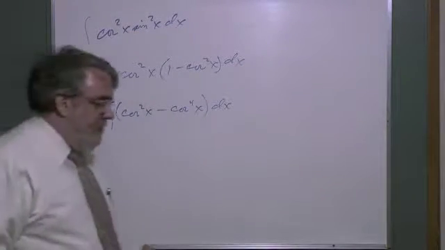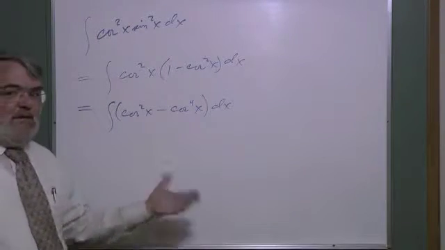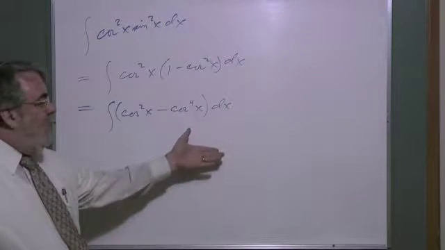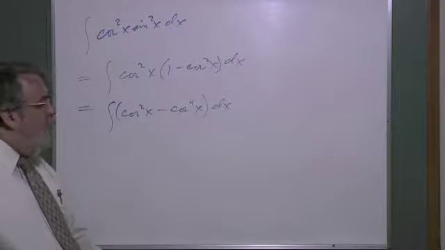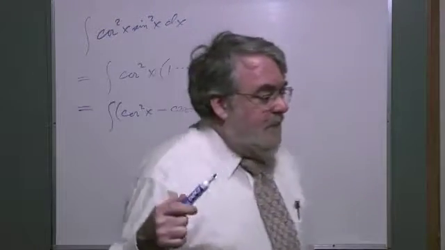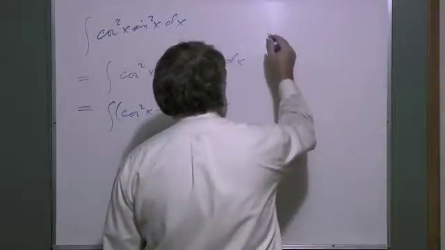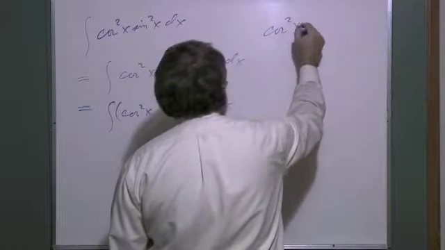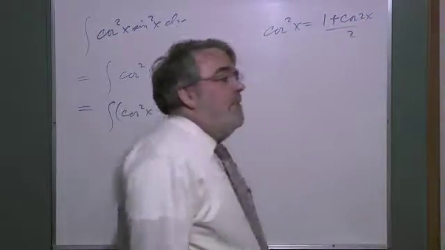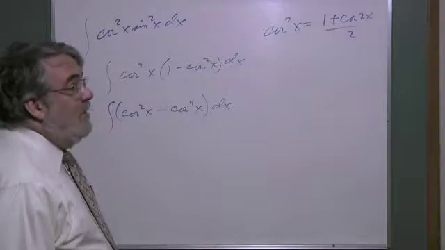Alright, well, as you can see from the previous example, now it's inconvenient because I don't have an easy substitution to make. If I let u be cosine, then du is going to be negative sine x, and there's no sine x in here. But here's how we get around this. We need to call upon the half angle formula, in this case for cosine. Cosine squared x is 1 plus cosine 2x over 2. So I would file that one away, and it's a very handy formula.